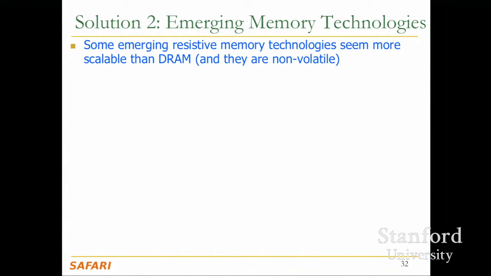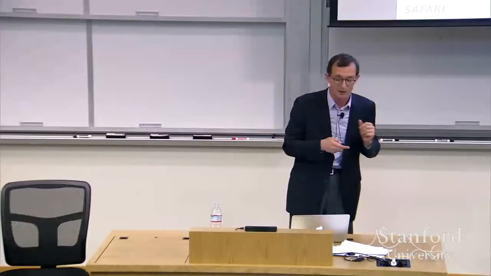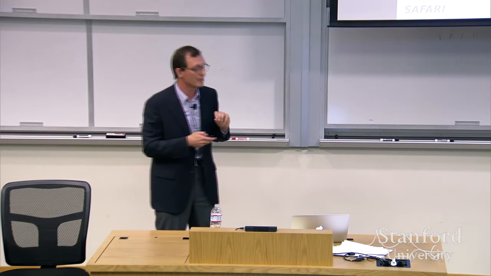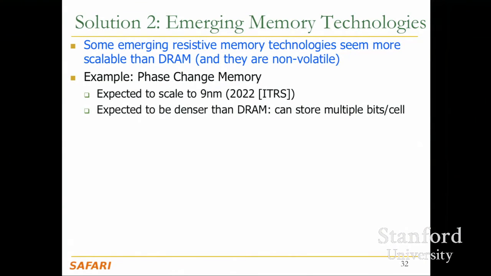The second solution direction is emerging memory technology. I think this is very promising also. There are some emerging resistive memory technologies. And because they're resistive, they're more scalable because they're not dependent on charge storage. And they're also non-volatile. One example is phase change memory. There are also other examples, STT-MRAM, RRAM, resistive RAM. And these are expected to scale to much smaller nanometers. ITRS has been projecting 9 nanometers, at the same time it was projecting 35 nanometers as the hard limit for DRAM.